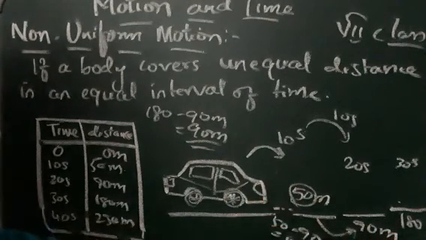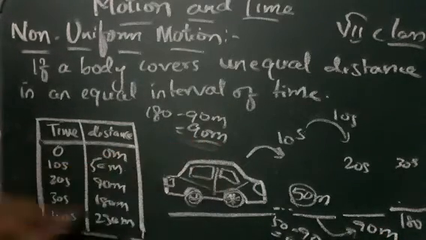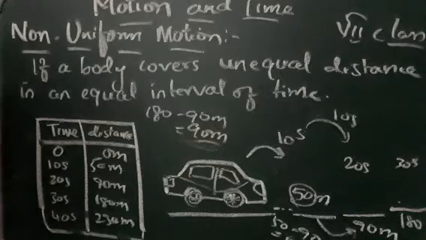And then again in 30 seconds you can see it has traveled 180 meters. That means the distance traveled was 90 meters in 10 seconds. So there is a difference between the distances it is traveling.